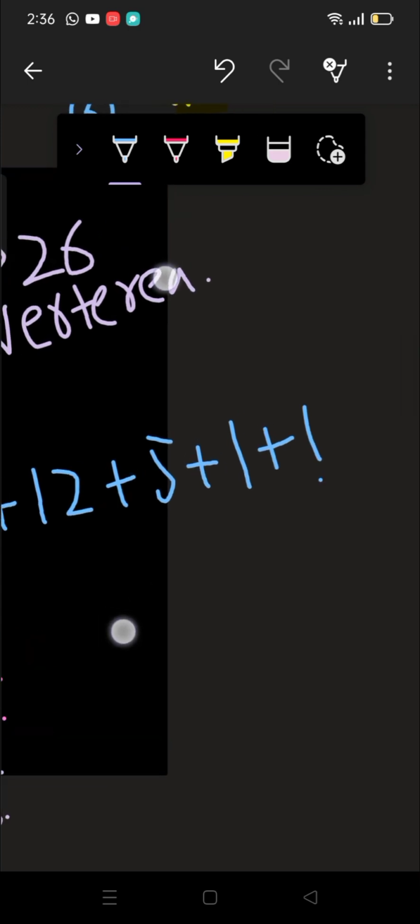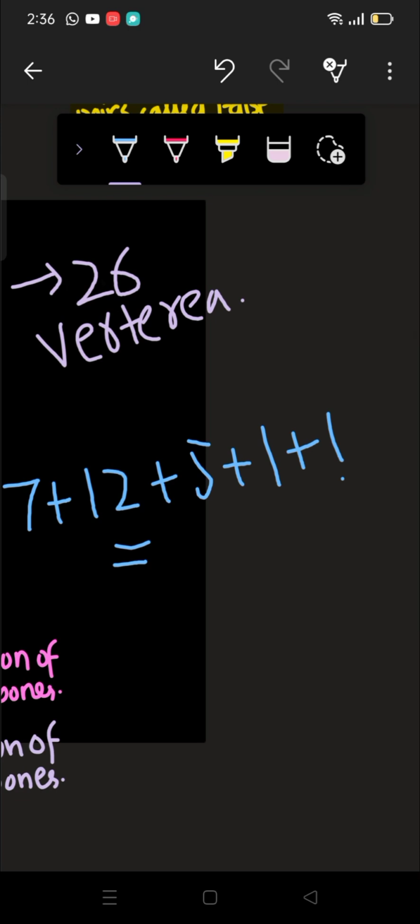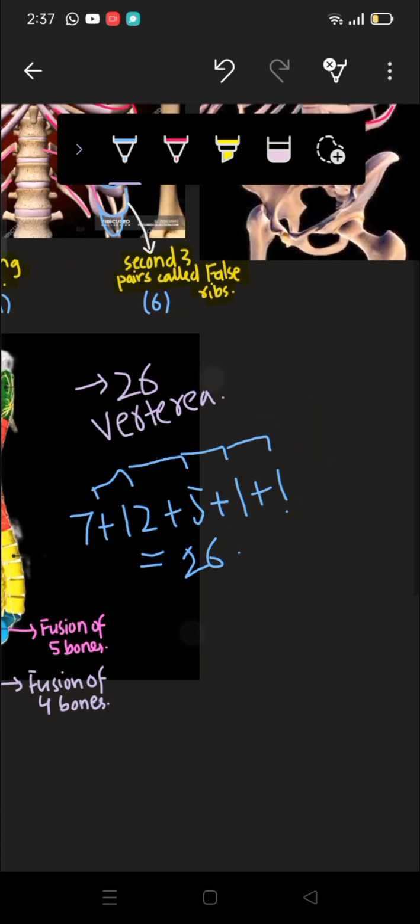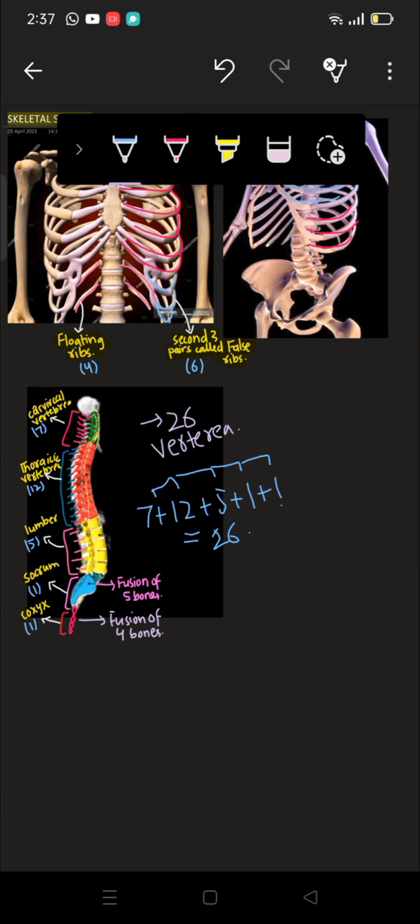Alright, so which gives us the number of what, as we can count here as well. So 12 plus 7 gives us 19, then 19 plus 5 gives us 24, then 24 plus 1 is 25, 25 plus 1 gives us 26, as I initially wrote. Alright, we do have 26 vertebrae.